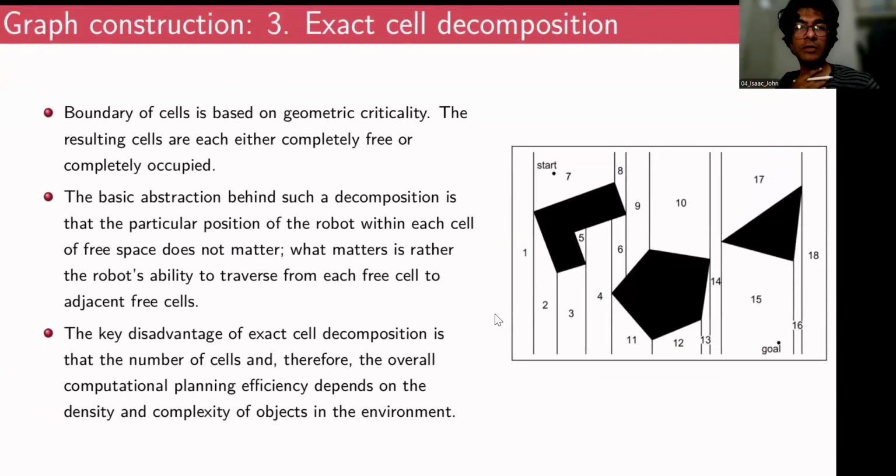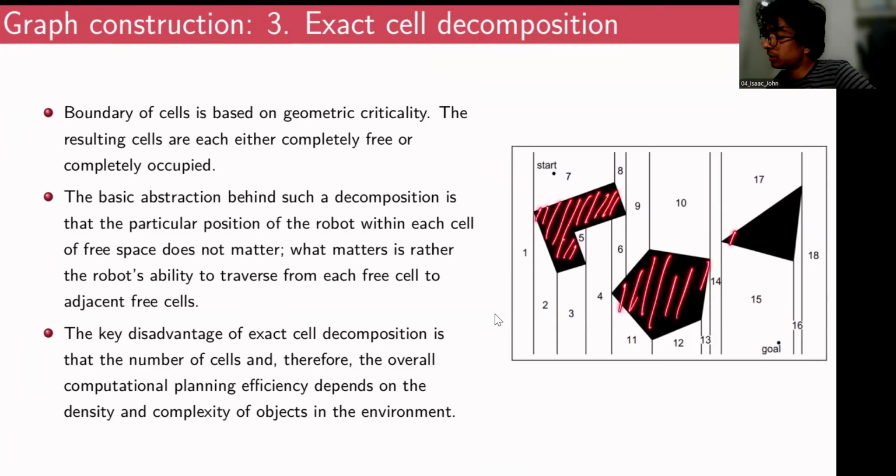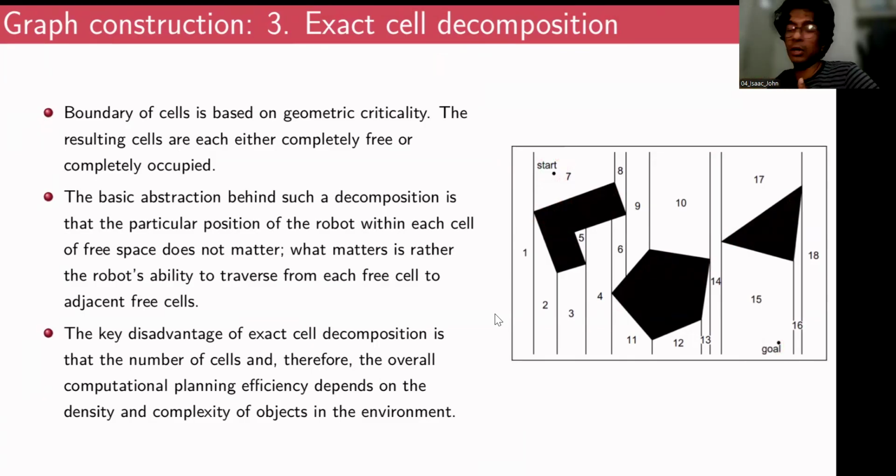So we have seen two methods for graph construction. We'll see the third method. We call this the exact cell decomposition method. So once again, we have an obstacle space, where you have these obstacles and the map. You also have a start position and a goal position. So let's see how the algorithm works for this exact cell decomposition.